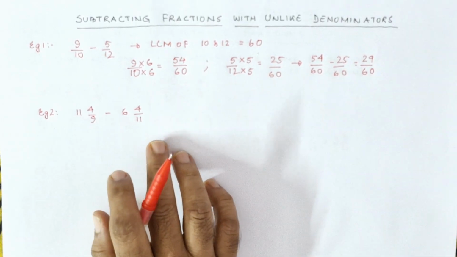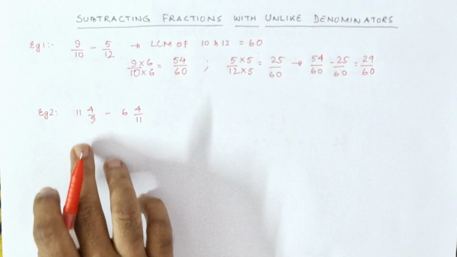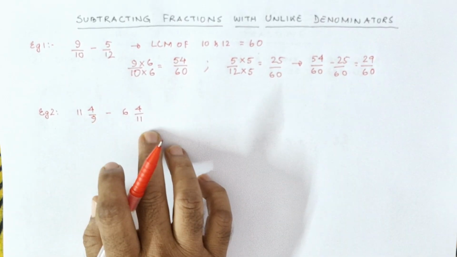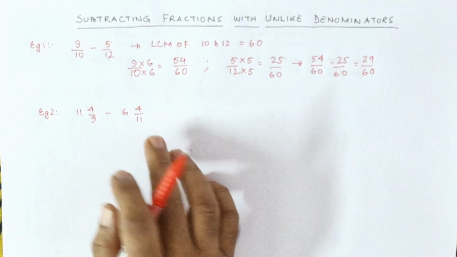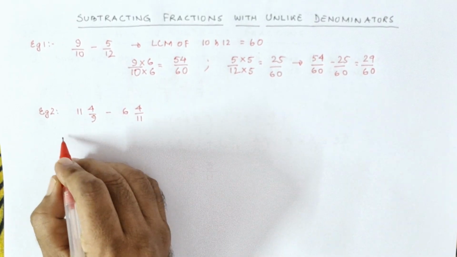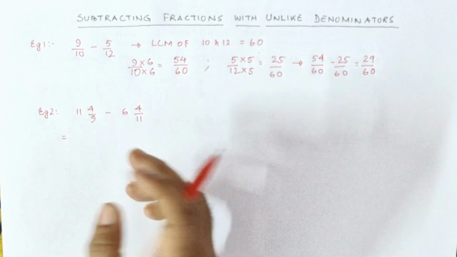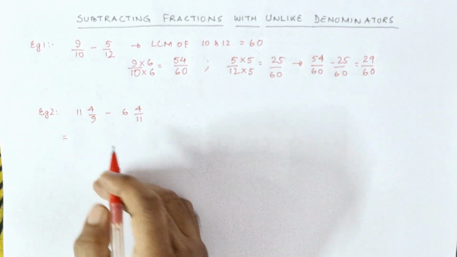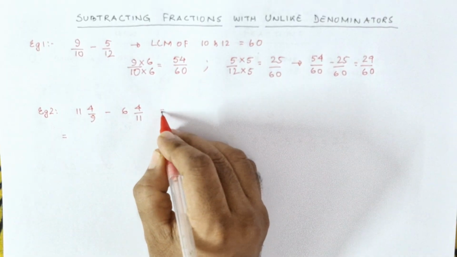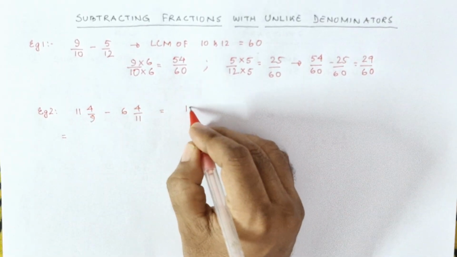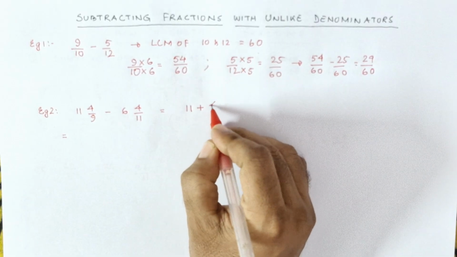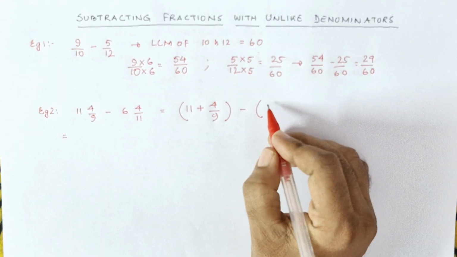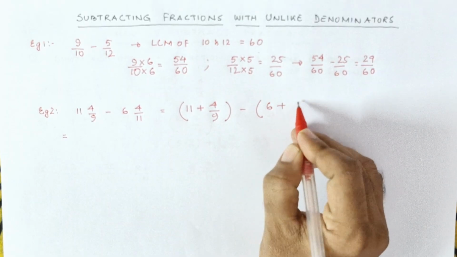So let's come to the second one. These are obviously unlike denominators, but they are mixed fractions, right? So what you need to do is very simple. You can follow the step where the whole numbers and the fractions are subtracted individually. So let's do it. We can write 11 and 4 by 9 as 11 plus 4 by 9, minus 6 whole 4 by 11, which can be written as 6 plus 4 by 11.